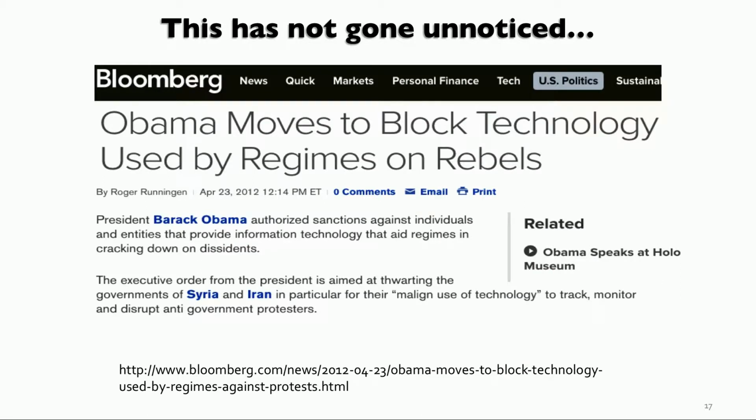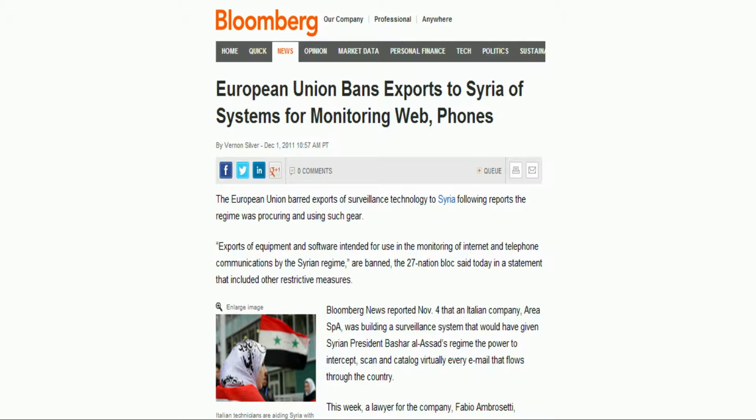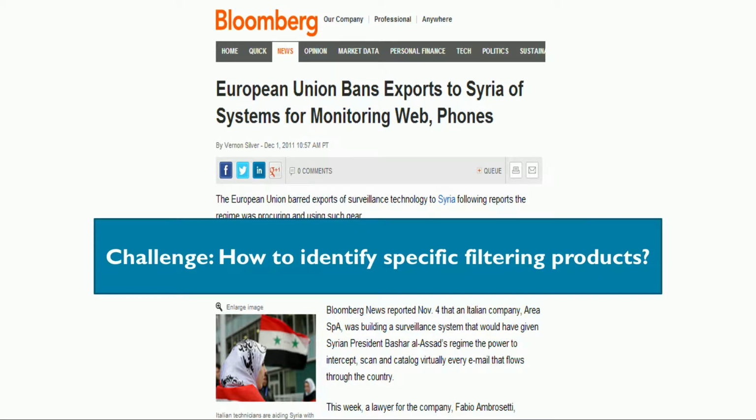This obviously hasn't gone unnoticed, so the White House, with President Obama, put sanctions in place saying that we shouldn't export these products to Syria and Iran. The EU had similar restrictions put in place. And a big question is, how do we even enforce this? How do we know that it's Netsweeper or Blue Coat being used in a given country? This was the challenge that the Citizen Lab brought to us in this case.